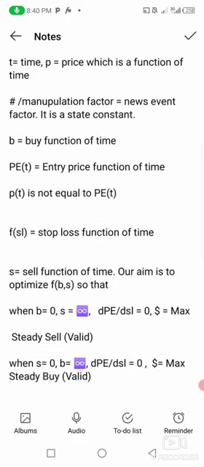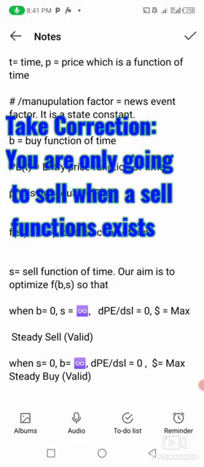Now we have S. S is equal to sell function of time. Now our aim is to optimize F of B, S bracket open and close. Now F is sell function of time, then B is buy function of time. I think I have said that. Now, if you want to buy a market, you are not going to buy anyhow. You are only going to buy when a buy function exists, and you are only going to sell when a sell function exists.